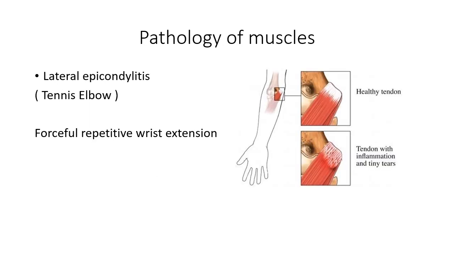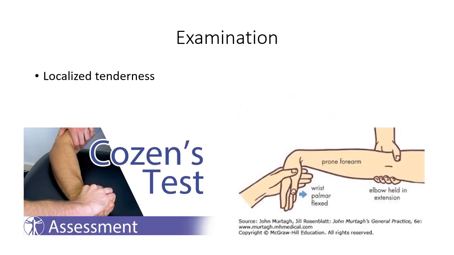Pathology of the muscle. The first pathology we are going to talk about is lateral epicondylitis or tennis elbow. It is a micro tear of the common extensor muscle of the wrist, which originates from the lateral epicondyle: brachioradialis, extensor carpi radialis longus, and extensor carpi radialis brevis. Mainly the pathology is in extensor carpi radialis brevis. It is due to forceful repetitive wrist extension. We see this injury in tennis players and those doing repetitive wrist extension movements.